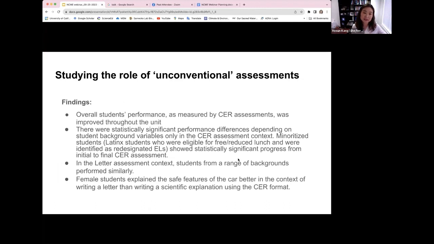And there was a statistically significant performance difference depending on their background variables only in the CER assessment context. And minoritized students showed statistically significant progress from initial to final assessment. And then in the later assessment context, what we call unconventional assessment, students from a range of backgrounds performed similarly, and female students explained the safety feature of the car better in the context of writing a letter than writing a scientific explanation using the CER format.